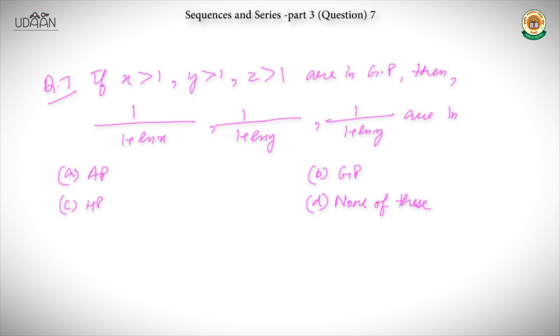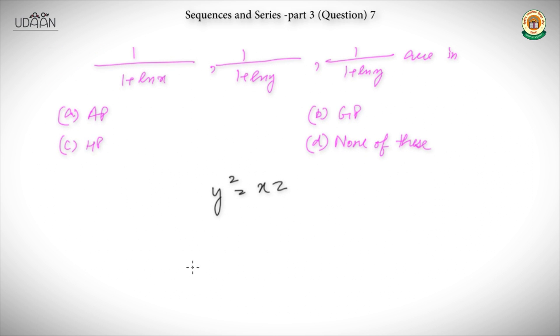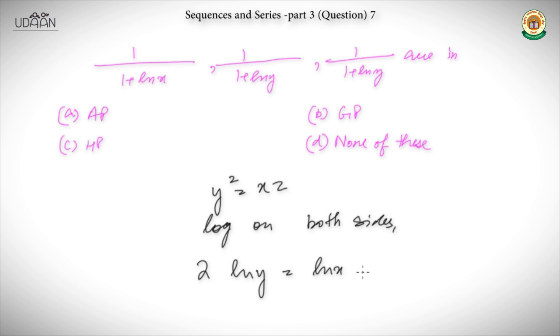Again we see in this question we are given nothing but the fact that these three terms are in GP. So we just apply the basic condition, that is y square is equal to xz. This is what we are given. Now, obviously, we are to find the answer in terms of log. So we just take the log on both sides, and we get 2 ln y equal to ln x plus ln z.